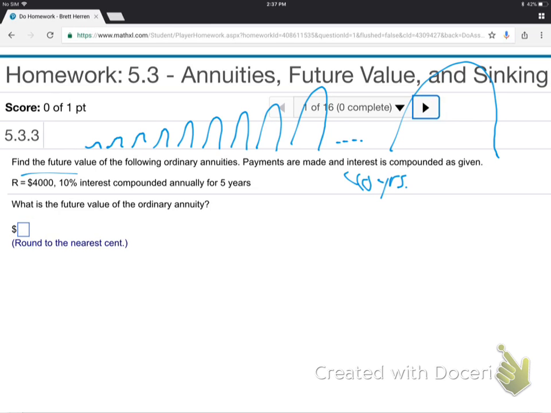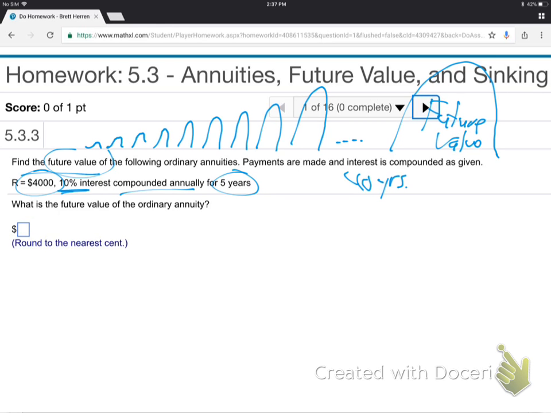So that's future value. That's when they say find the future value. They mean this. How big is the pile in the future if we make $4,000 payments, that's putting a lot away for retirement, in an account that pays 10% compounded annually for 5 years. So every year we put $4,000 in the bank for 5 years. The R is the payment.